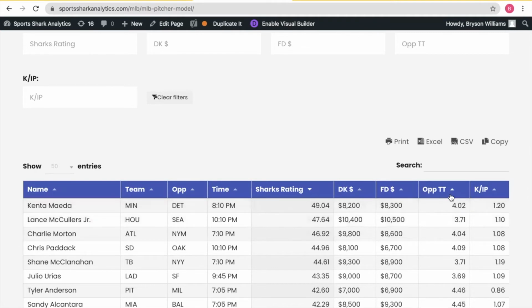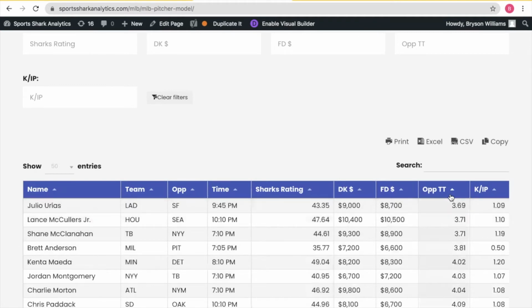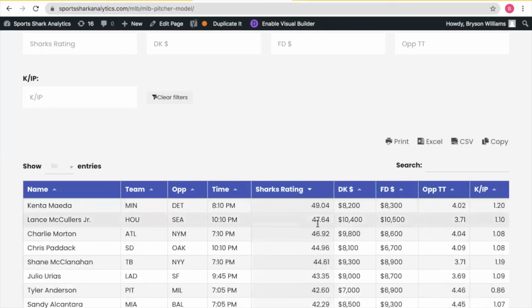Opponent TT is opponent team total. This is basically the projected amount of points that the pitcher's opponent will score on today's slate. I would try to center this around 4, maybe 4.5, no more than 4.5. This is included in the Sharp rating as well, with over 100 more metrics. So I really wouldn't pay too much attention to the opponent team total, but it's there if you want to use it. Basically, I would center mostly around the Sharp rating.